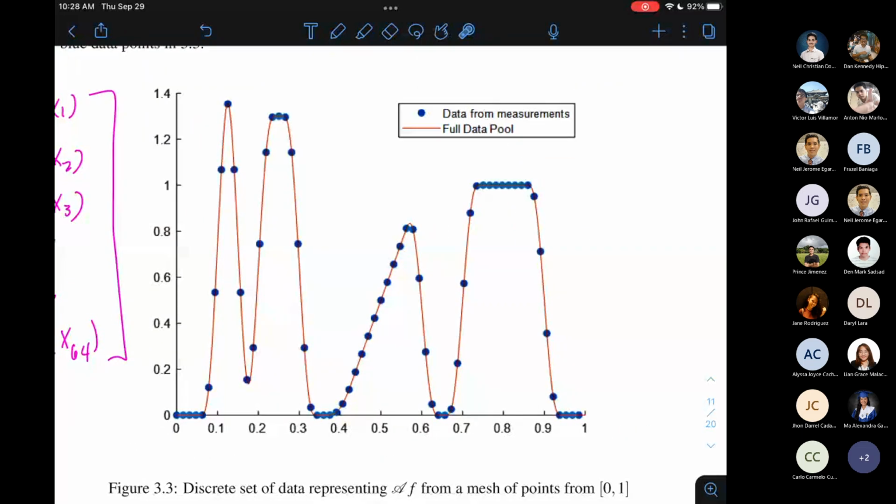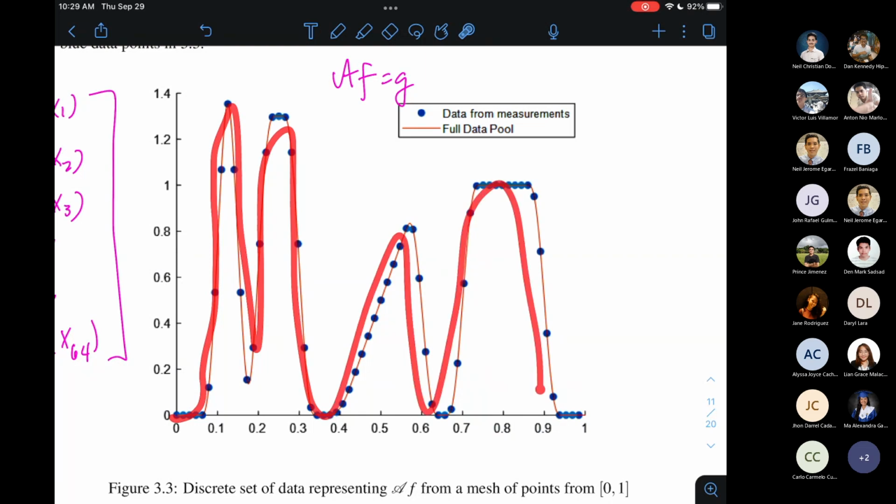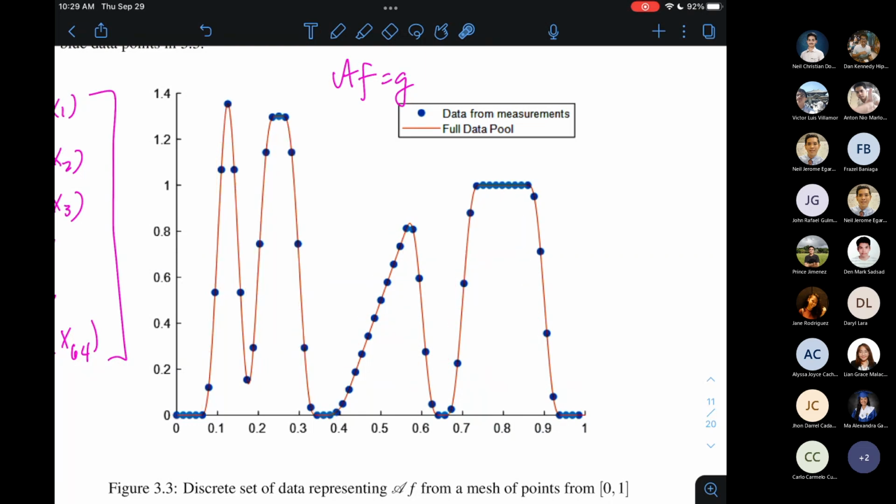Now, dun sa continuous problem, dun sa operatorial equation na AF equals G, the data is the function G. So, pwede nyo tingnan doon, ang data dun sa operatorial equation ay yung buong function G. So, it's the entire orange curve na nakikita nyo dito sa figure 3.3. Etong buong function na to on the interval 0, 1, yung nagiging input dun sa operatorial equation.